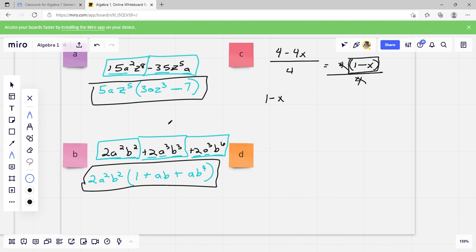Alright, and then D has 7x minus 49x squared over 7x. Alright, so for both of these terms, they both have a factor of, let's say 7 will go into both 7 and 49, and they both have an x. Alright, so we used up everything from 7x, so that'll be 1. And then 7 times 7 is 49, and then we'll have an x left over 7x. That's going to cancel the 7 and the x, and our answer is going to be 1 minus 7x.